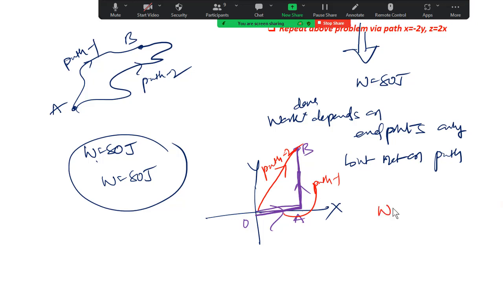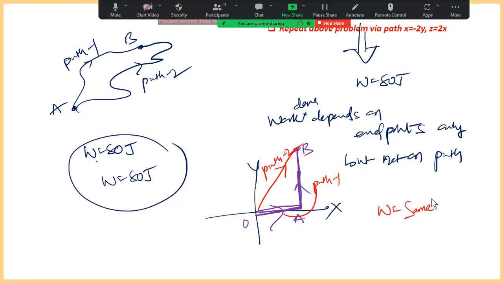You will get the same answer. Work is the same in both paths. That means what we have to consider is that it starts from O and ends at B. It does not depend upon the path. In which path you are moving the charge is not important. What is important is from where to where you are moving the charge, what is the starting position and what is the ending position.